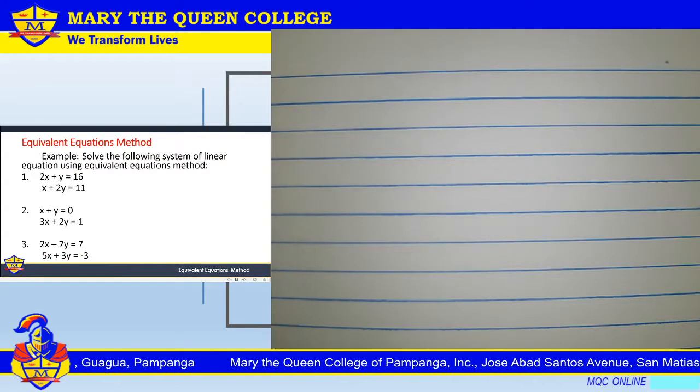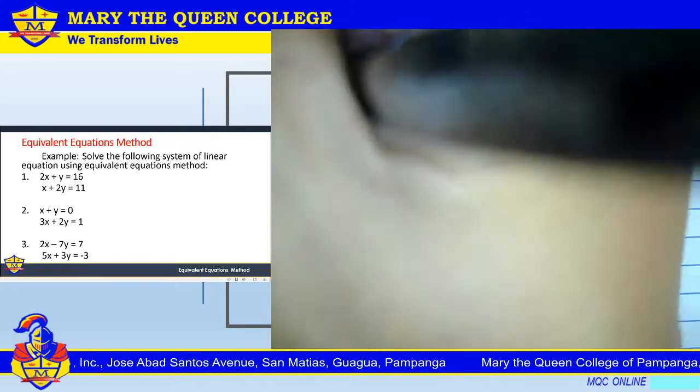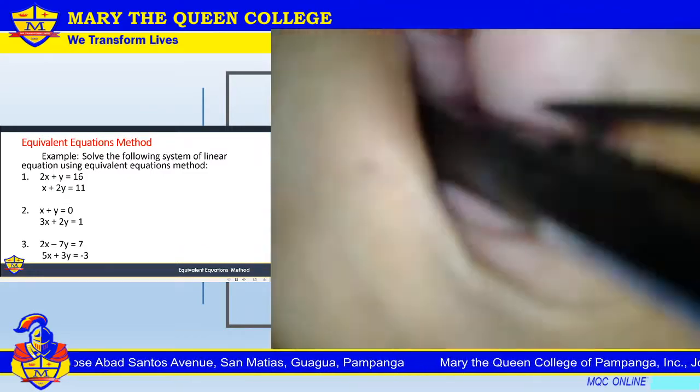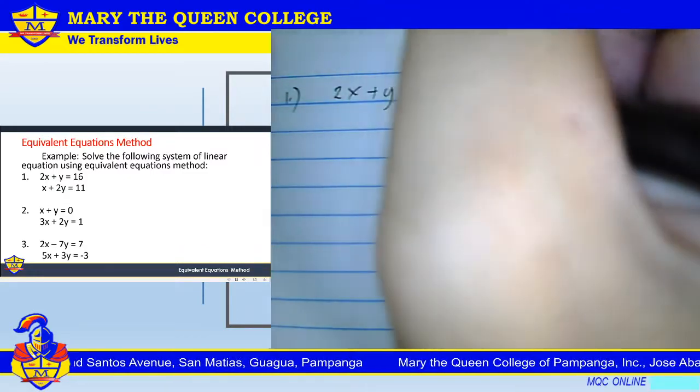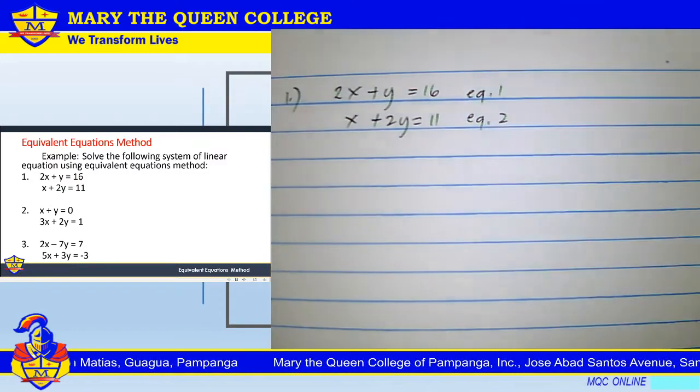Actually, equivalent equations method, this is the third method in solving systems. You have a lot of variations or methods to select from, which is more appropriate or convenient for you. So for our first example, we have the system 2x plus y is equal to 16 and x plus 2y is equal to 11. This is our equation 1 and this is our equation 2.